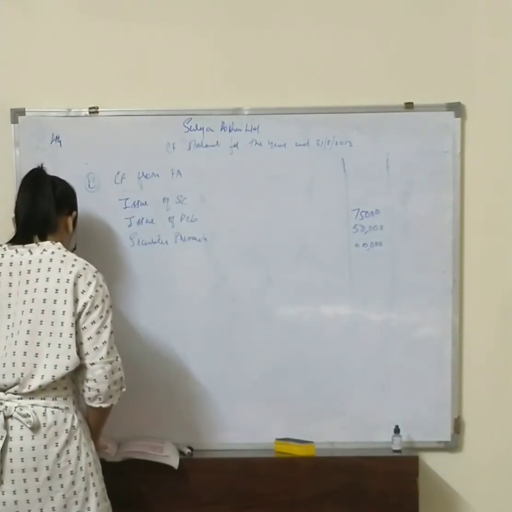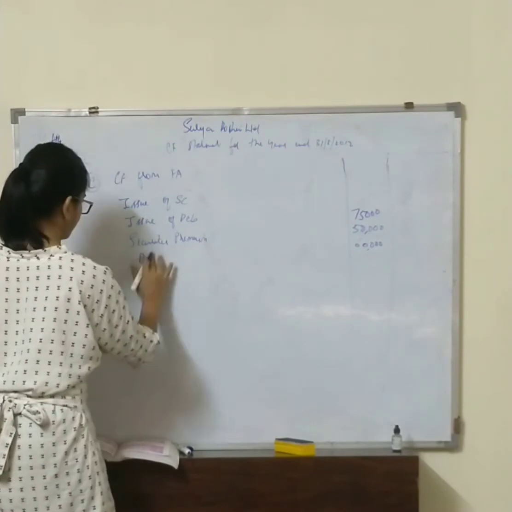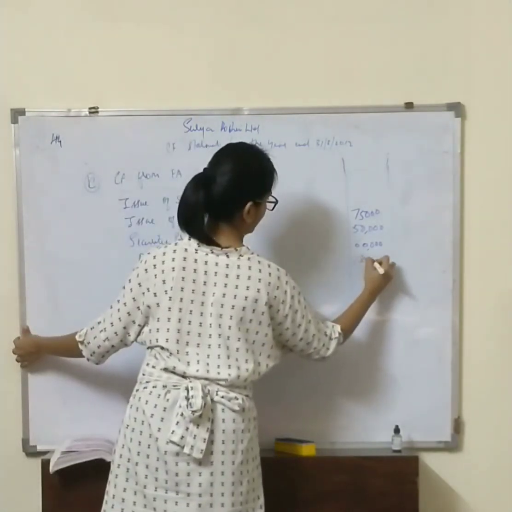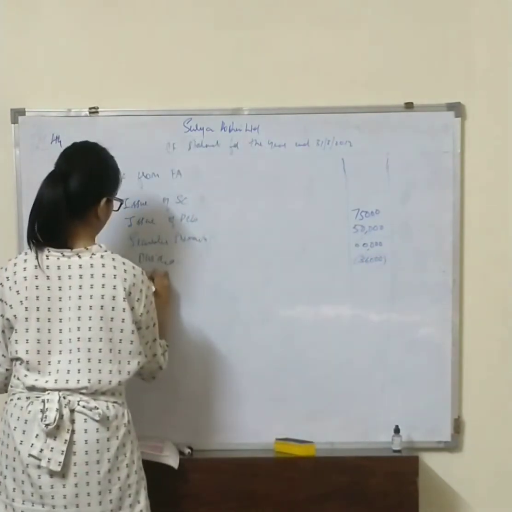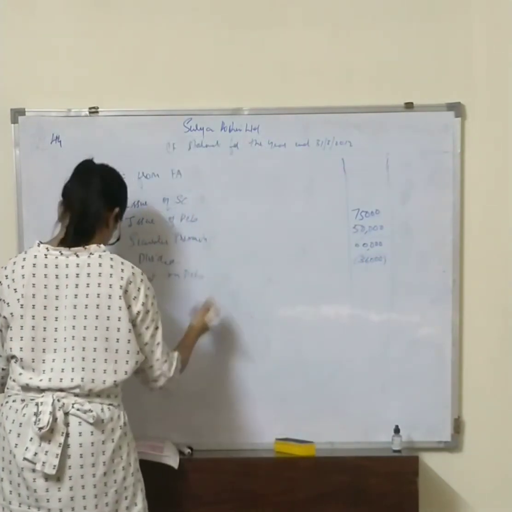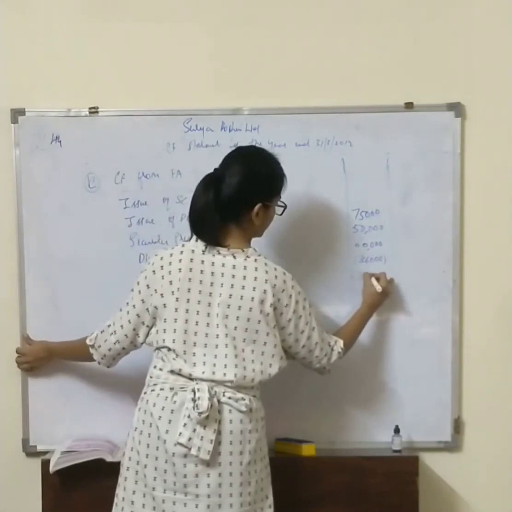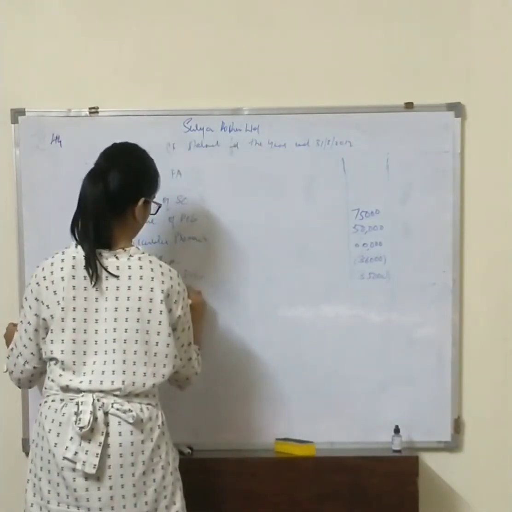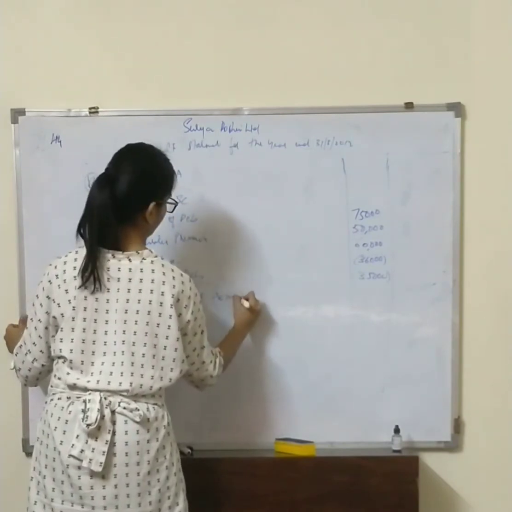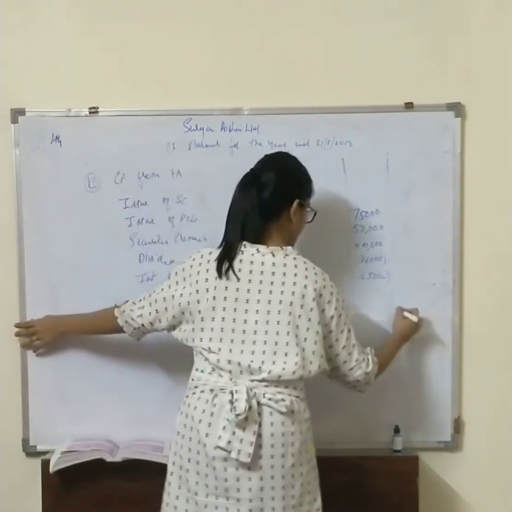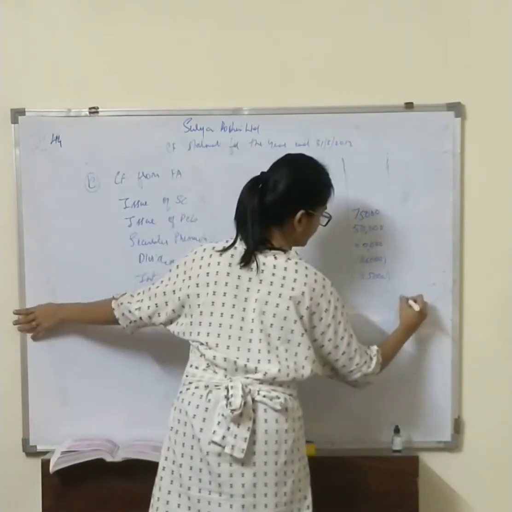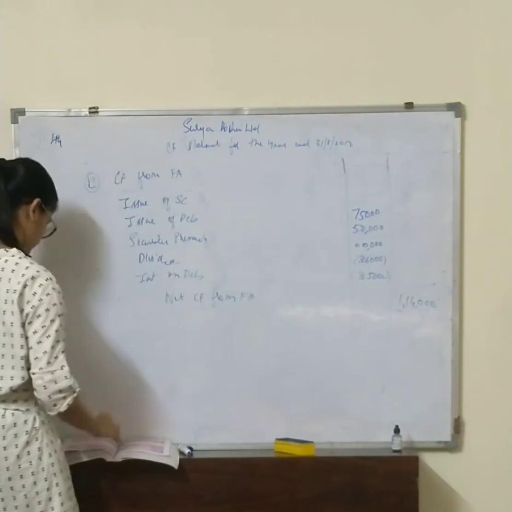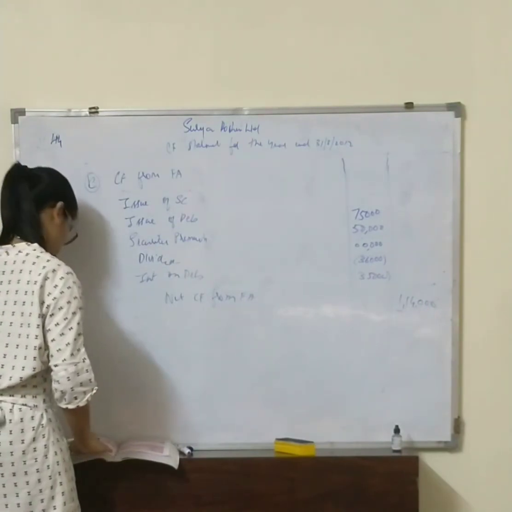Then we have dividend paid in the adjustments. How much is the dividend paid? 36,000, negative figure. Then we have interest on debenture, that is negative 35,000. So whatever answer we get is our net cash flow from financing activities. What's the total we get? It is 1,14,000.